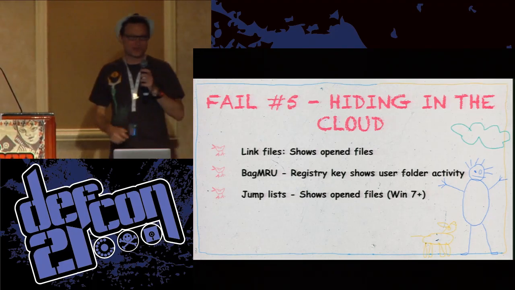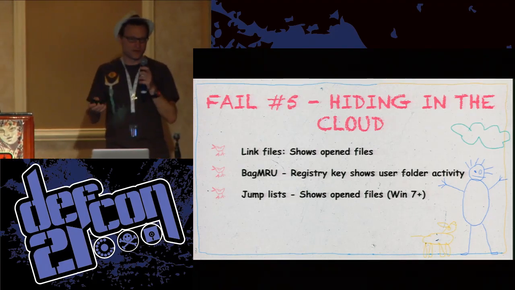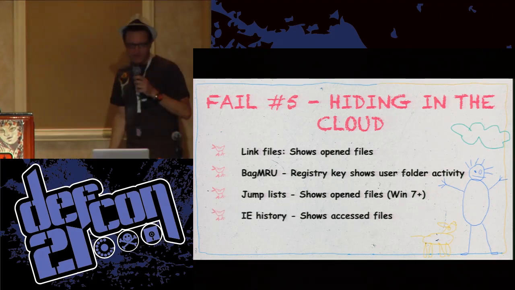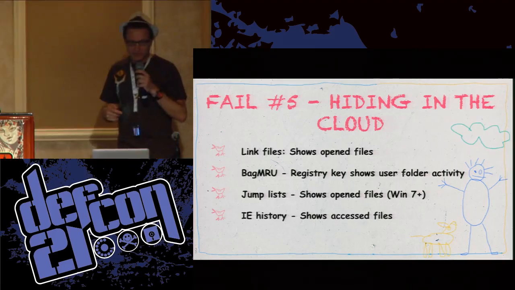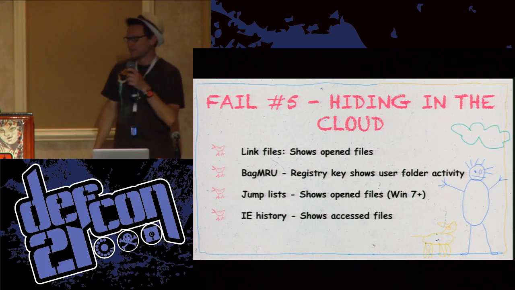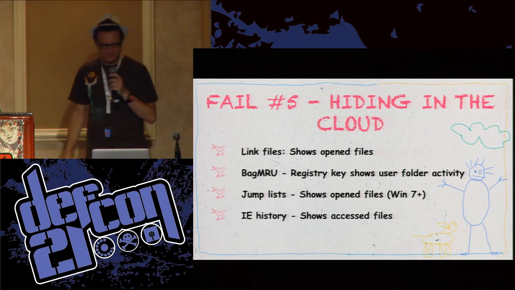Anyway, jump lists are the thing on your taskbar. If you've got like 5 Word documents open and you click on it, you see the 5. Those are jump lists basically. And IE history, Internet Explorer. Internet Explorer is so much more than just exploring the internet. It actually records things that you do without your knowledge, like opening files.